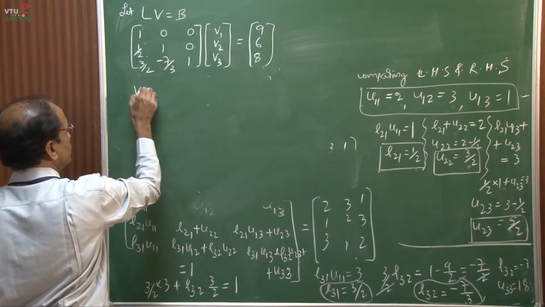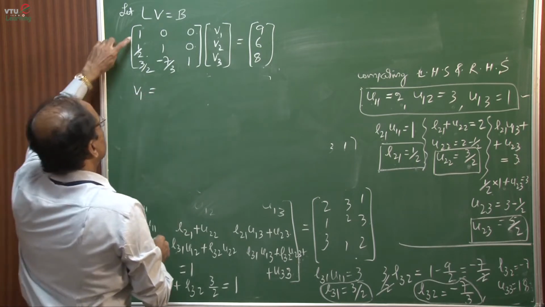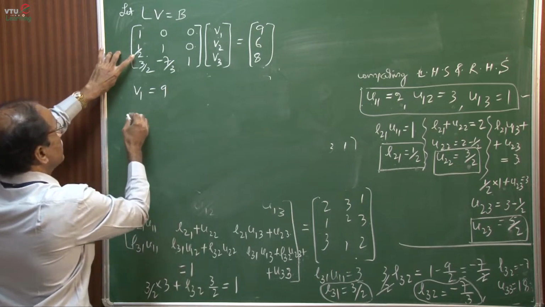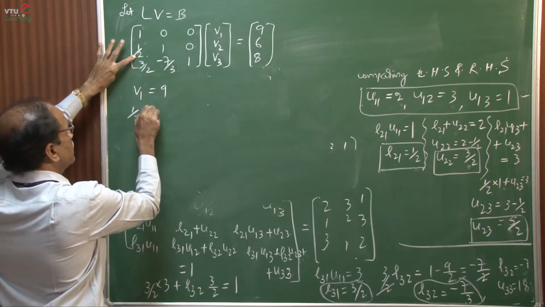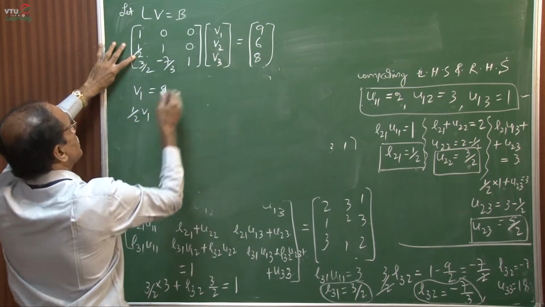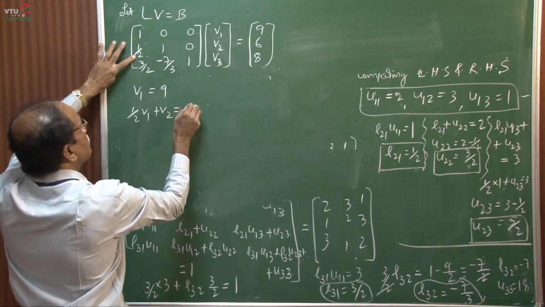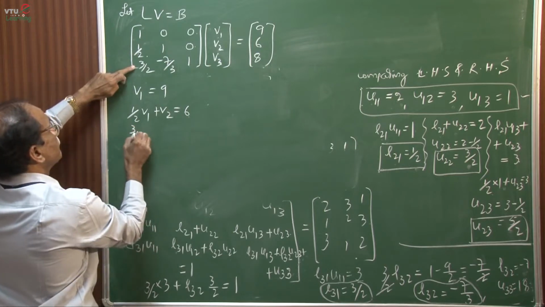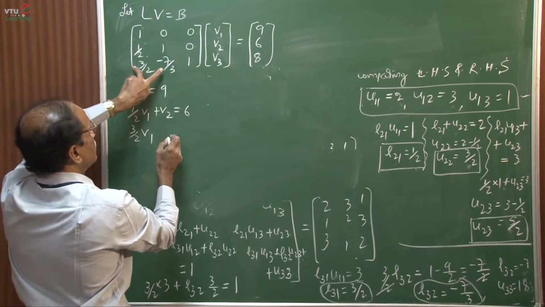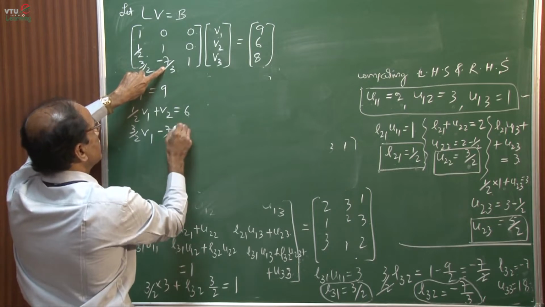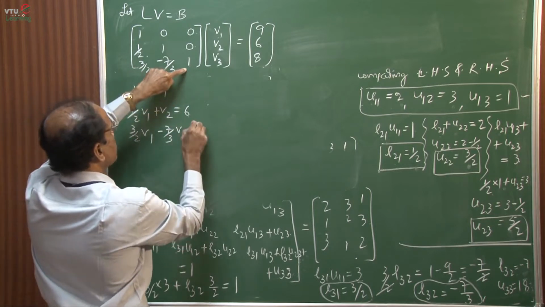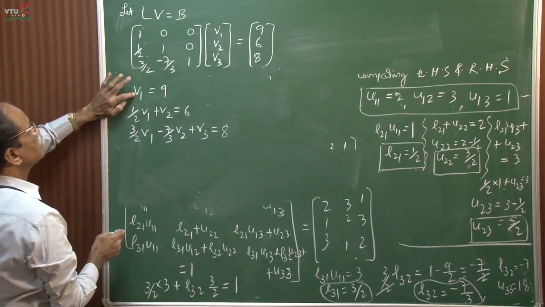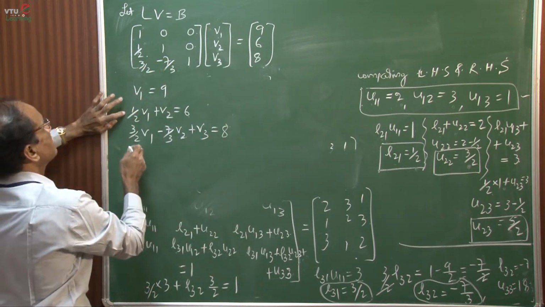Therefore V1, here 1 into V1 is equal to 9. Then 1 by 2 V1 plus V2 is equal to 6. Then 3 by 2 V1 minus 7 by 3 V2 plus V3 is equal to 8. Then substitute V1 here and obtain V2.